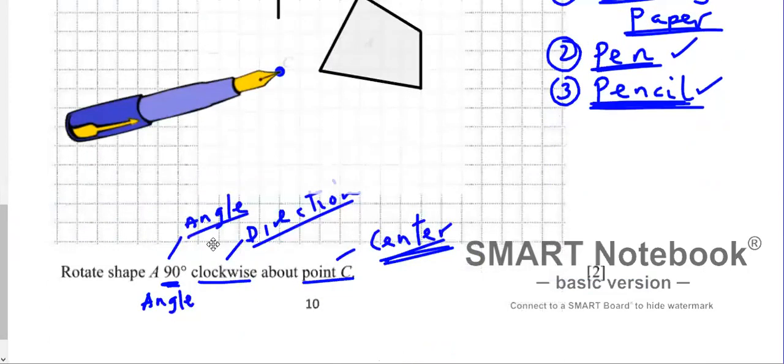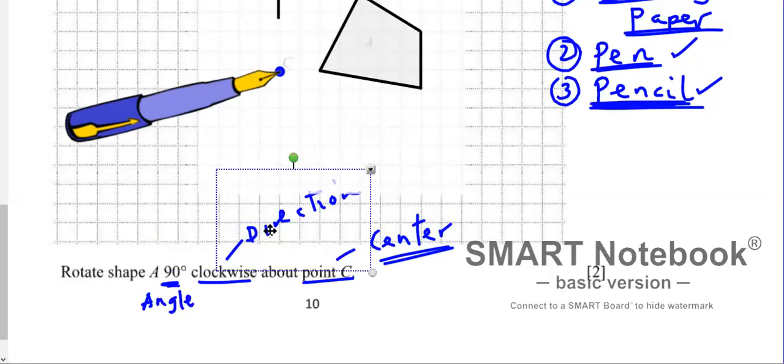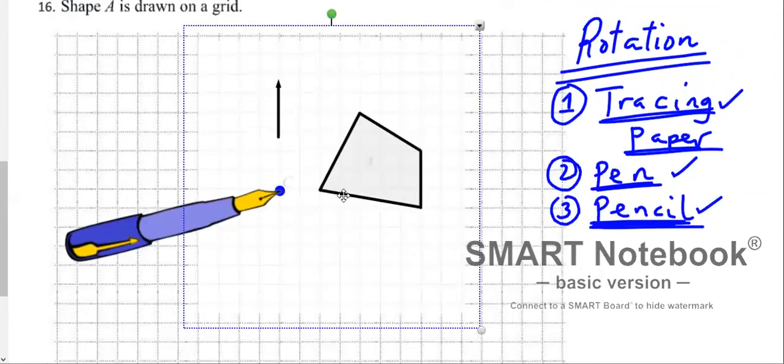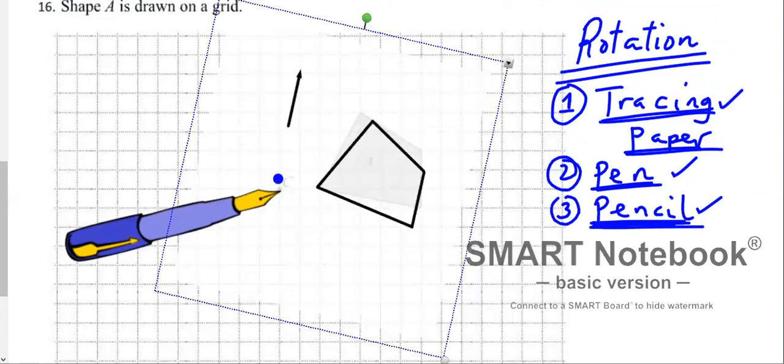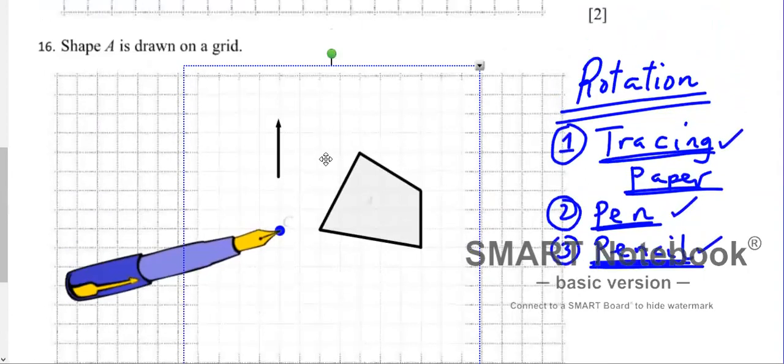We are good to rotate this shape in a given direction. And the direction here is clockwise, 90 degrees, about point C, where C is the center of rotation. Okay, now let us try to start rotating the shape. The shape has to be rotated 90 degrees clockwise, about point C. Now, let us begin to rotate.